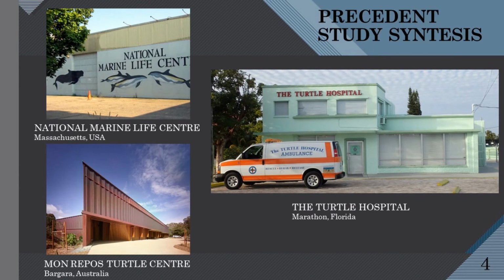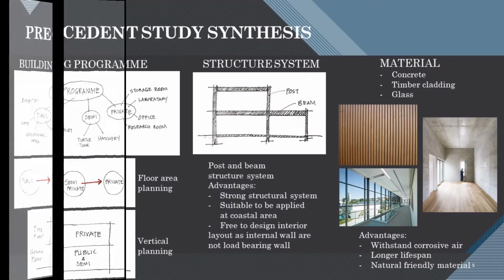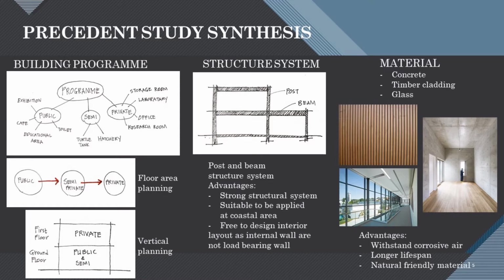Next, moving on to the precedent study. So I have studied 3 buildings with the same typology, which are National Marine Life Center, Mount Repos Turtle Center, and the Turtle Hospital. The synthesis that I get is about the building program, structure system, and also the material. For the building program, the spaces are divided into 3 main categories, which are public, semi, and also private. In floor planning, the circulation is from public to semi to private spaces, and in vertical planning, the ground floor is for public and semi, and the first floor is for private space.